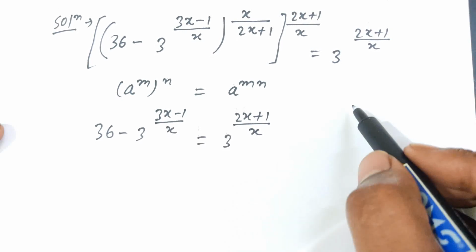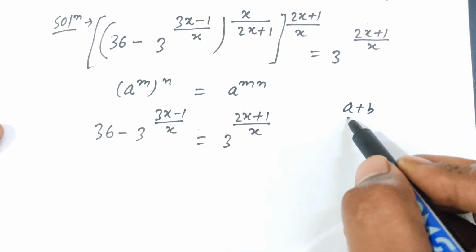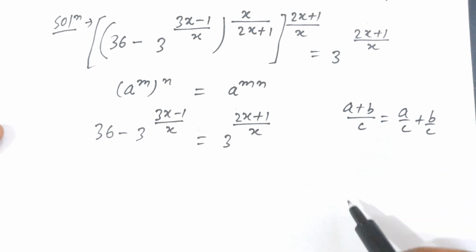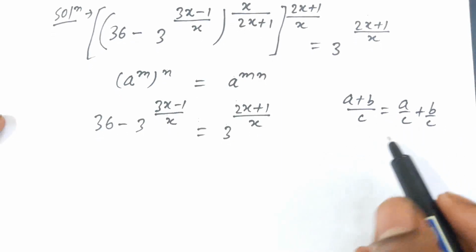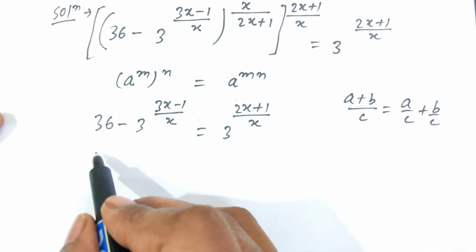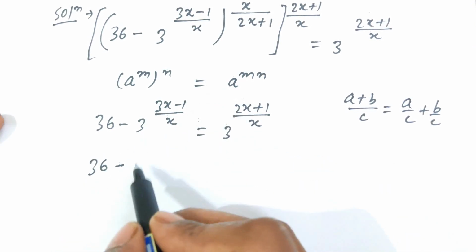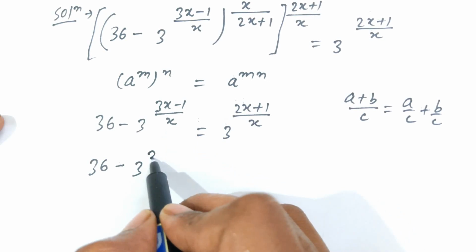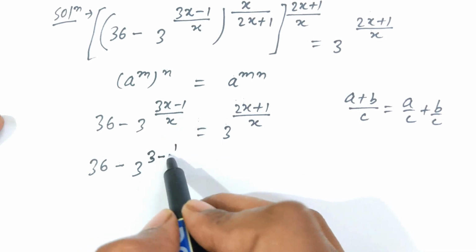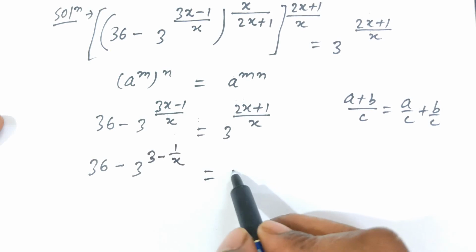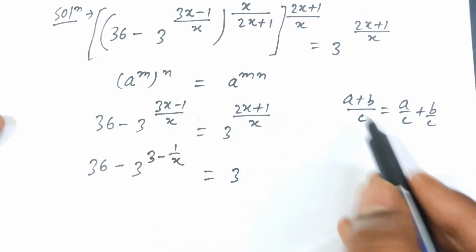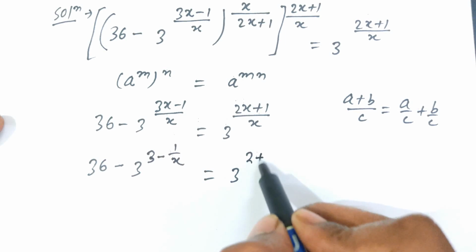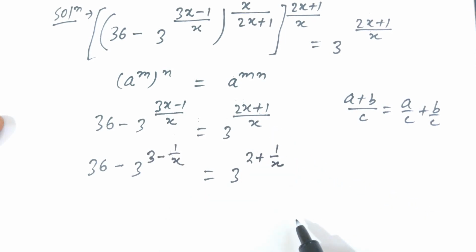Now we know that students, a plus b divided by c, this is equals to a divided by c plus b divided by c. If we apply this rule here, then here 36 minus 3 power 3 times x divided by x, then we get 3 minus, and here 1 by x, and this is equals to 3 power, and here if we apply this rule again, then 2 times x divided by x, we get 2 plus, and here 1 by x.